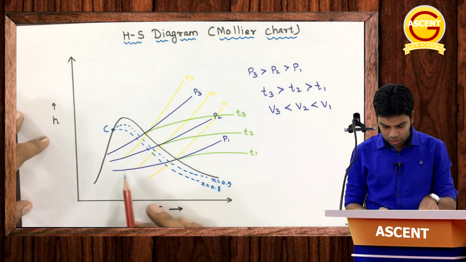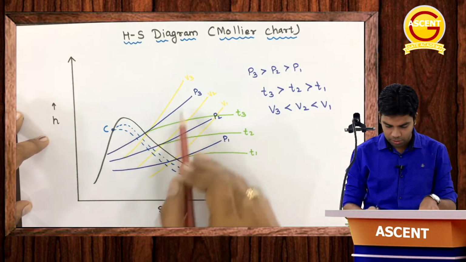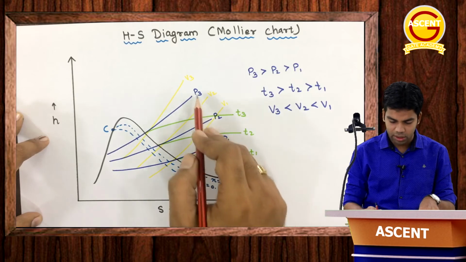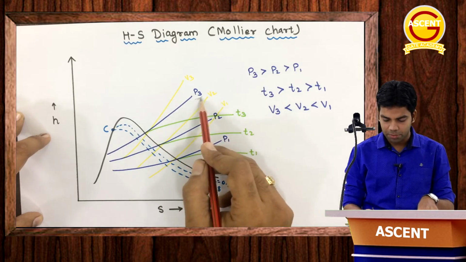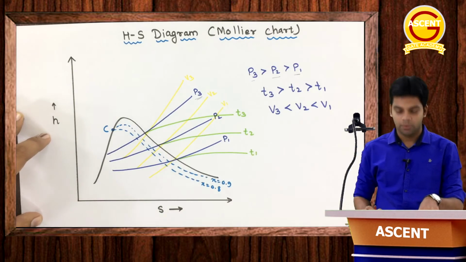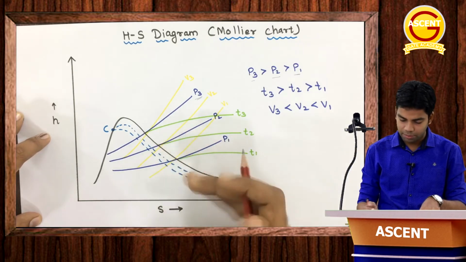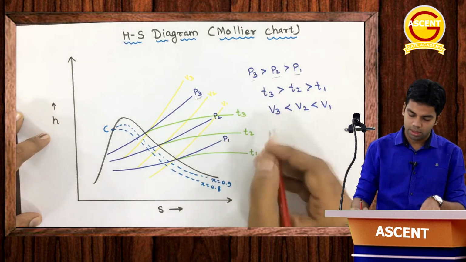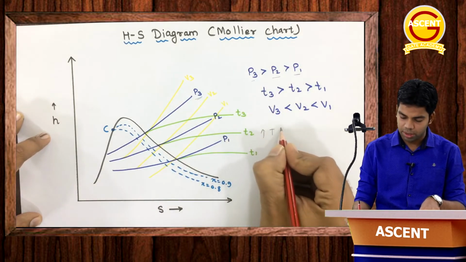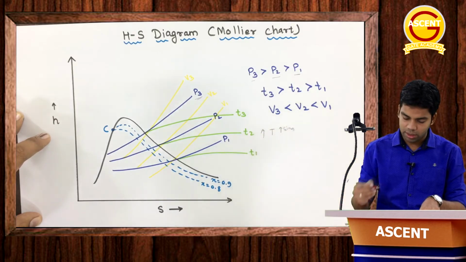Now here in blue you can see the constant pressure curves. The pressure is continuously increasing in this direction. That means P3 is greater than P2 is greater than P1. First thing. In green you can see constant temperature lines. Temperature is also increasing in this direction. That means T3 is greater than T2 is greater than T1.